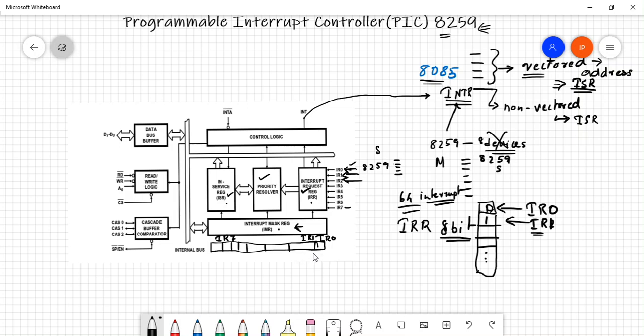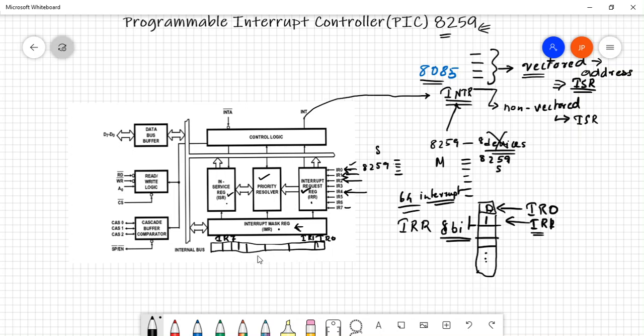So I hope we have already seen what is masking. Masking means you want to discard a particular interrupt, right? You want to mask the interrupt. So let's say you have connected a device at IR4 and you don't want this interrupt to be serviced at this particular point, right? So you can mask it for a certain period of time, and then maybe at a later point you can unmask it. So you can initialize this IMR register.